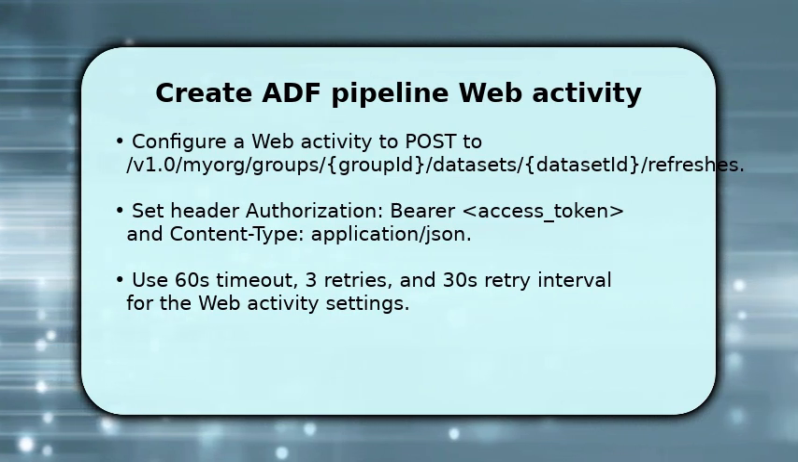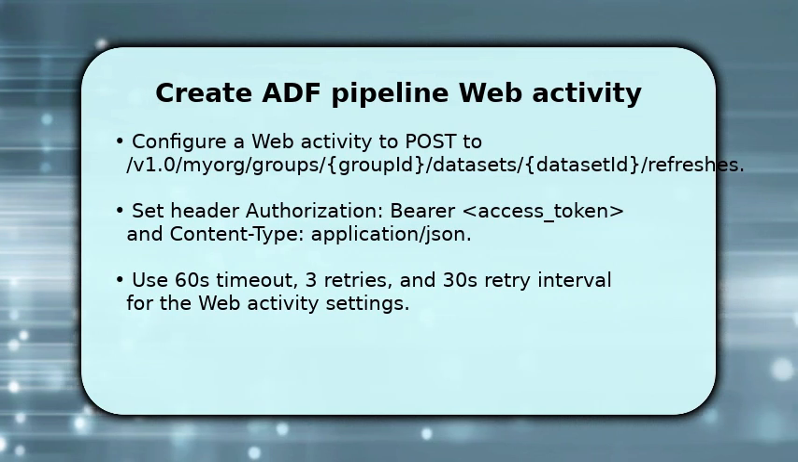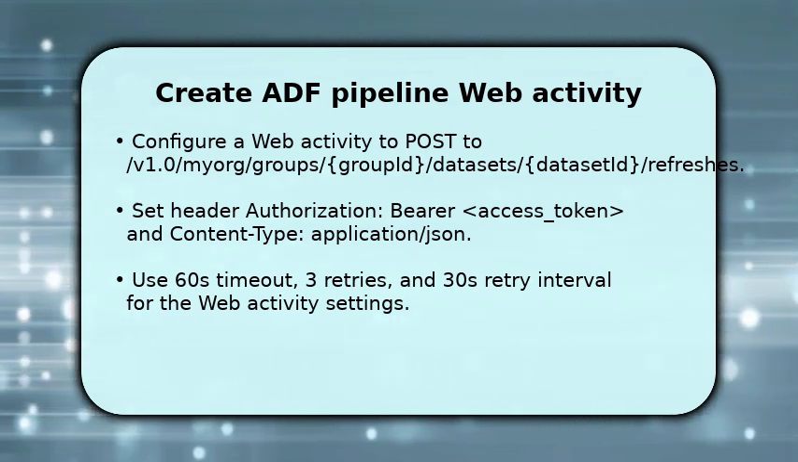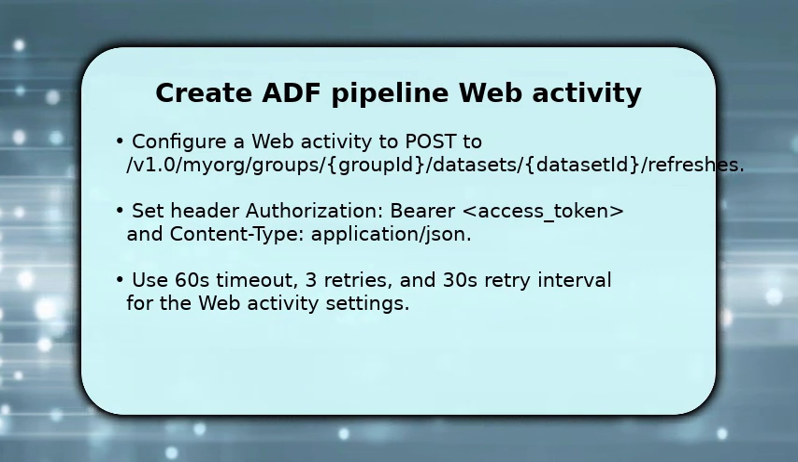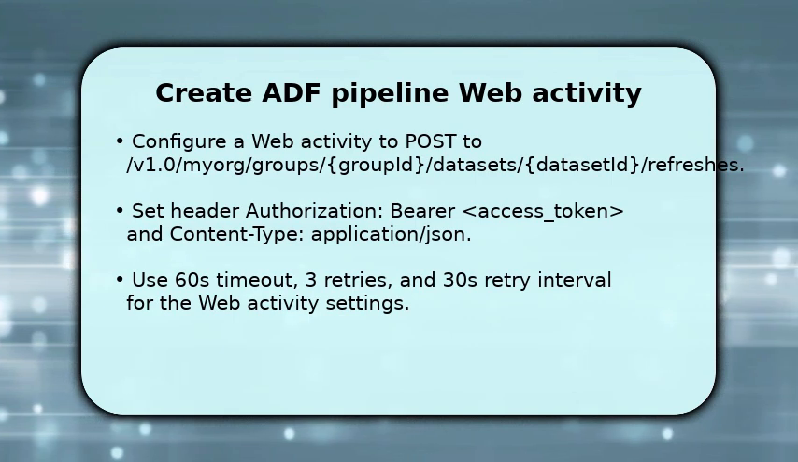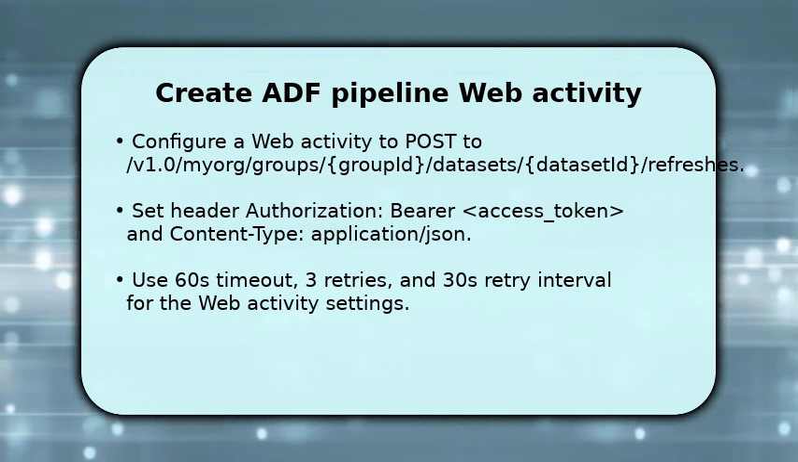Provide body JSON like notifyOption, MailOnFailure, or include partition parameters when needed. Add header Authorization with Bearer access token and Content-Type application/JSON. Store client secret and tenant details in Azure Key Vault.